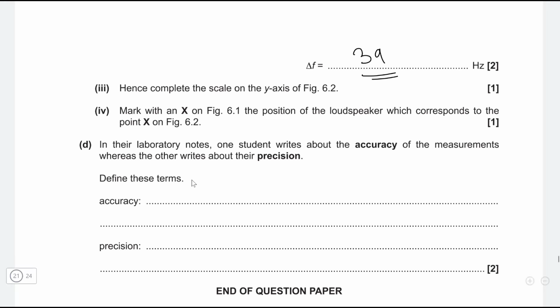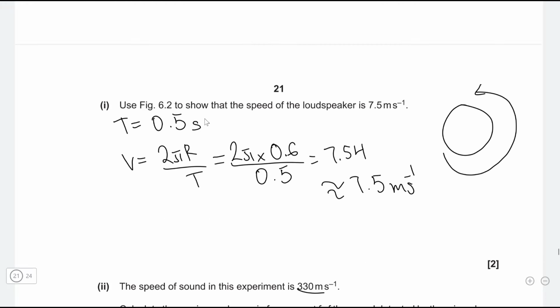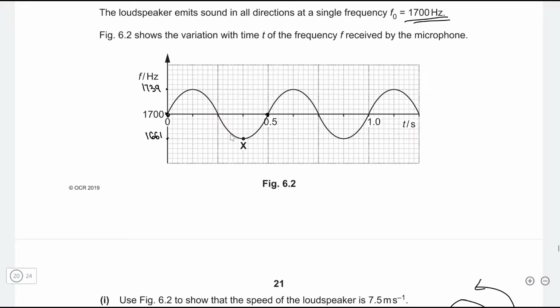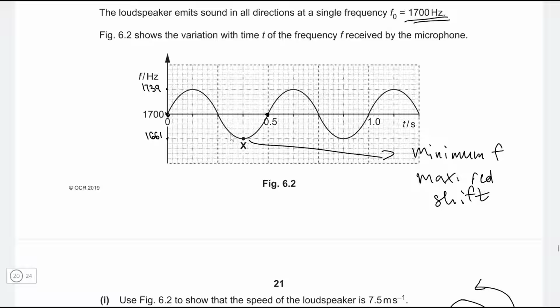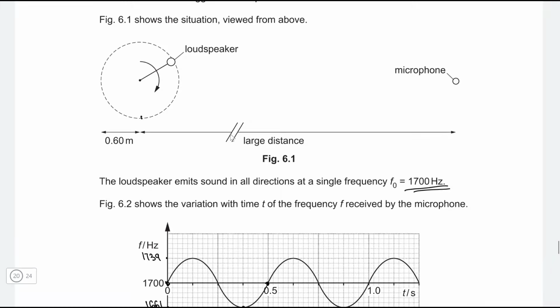Okay, next one over here, mark with an X on figure 6.1 the position of the loudspeaker which corresponds to point X. Okay, so let's have a look at point X. So point X is minimum frequency, isn't it? So that's minimum frequency, which means maximum wavelength, which means maximum redshift. Now, if the redshift is at a maximum, this means that the object must be moving away from us at the fastest rate, and the place where this is happening, where the object is moving directly away from us, is right here.